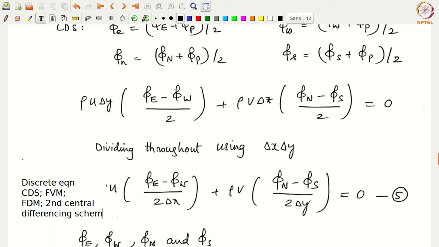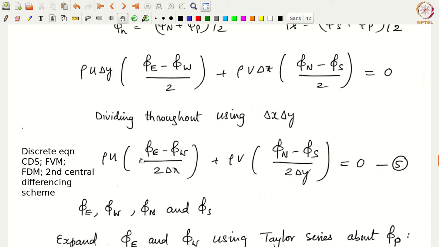Okay, that would be the same. All right, so that's what you would note from here. This equation would be the same even if you had started off with a finite difference method, because right now we have assumed a lot of things to be constant. That's why we could write, and eventually it looks similar to the central differencing scheme coming from a finite difference method, right? Okay, so equation 5 is our final discrete equation.